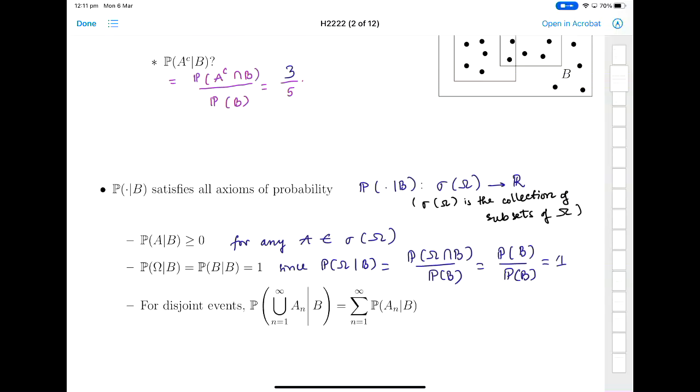Simply speaking, it's just a collection of subsets of omega. But the important thing is that I want to show that the conditional probability given set B is a measure, is a probability, is another probability.